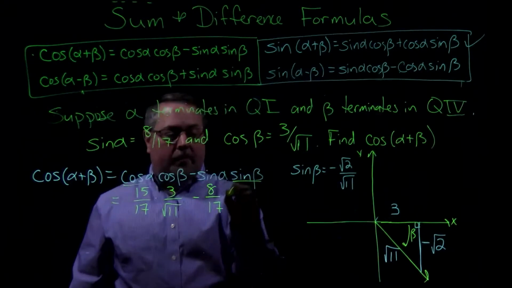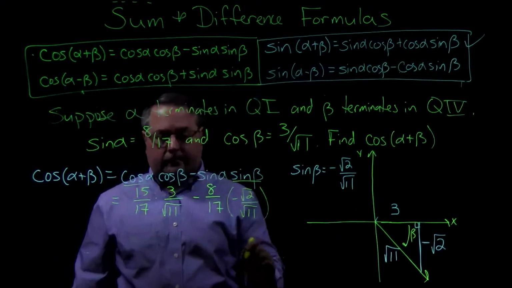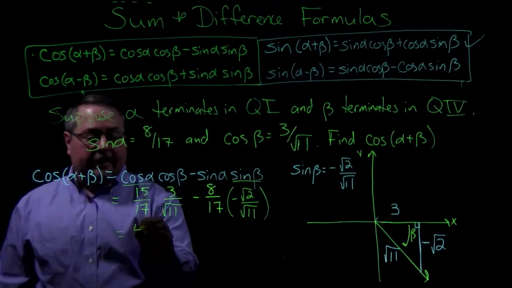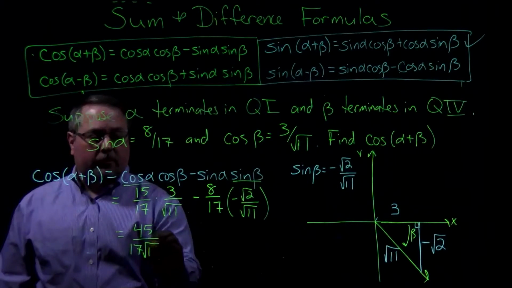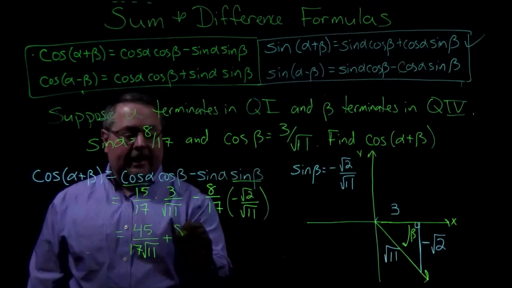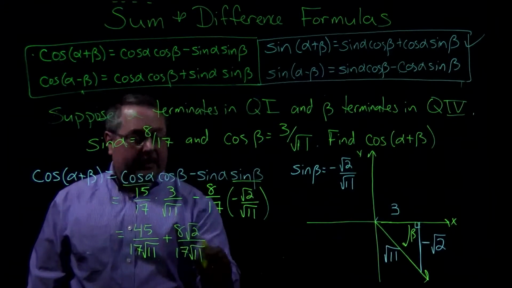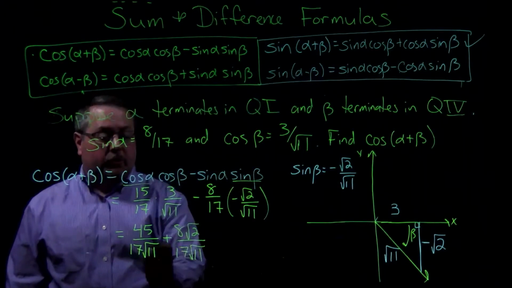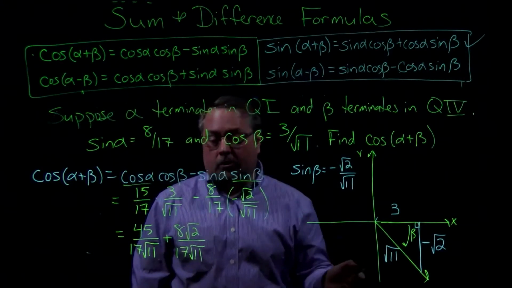So we're going to put that in our formula. Okay, so that leaves us with 15 times 3 is 45 over 17 times the square root of 11. We have two minus signs that will cancel, so we're going to be adding 8 times the square root of 2 over 17 times the square root of 11. The nice thing about this sort of problem is that our denominators should always be the same, because they're going to be the products of the hypotenuses for our two triangles.